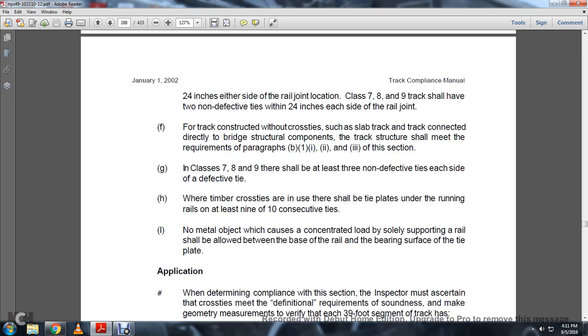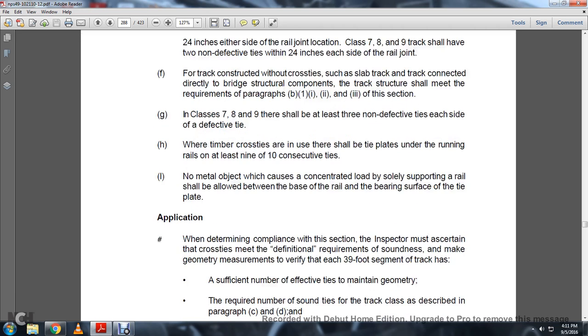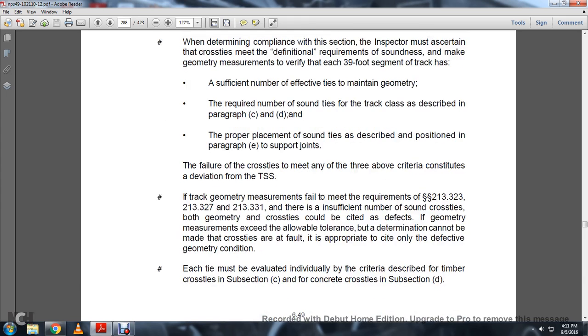Where timber cross ties are used, there shall be tie plates under the running rails on at least 9 of 10 consecutive ties. 11. No metal object which causes a concentrated load by solely supporting the rail shall be allowed between the base of the rail and the surface of the tie plate.